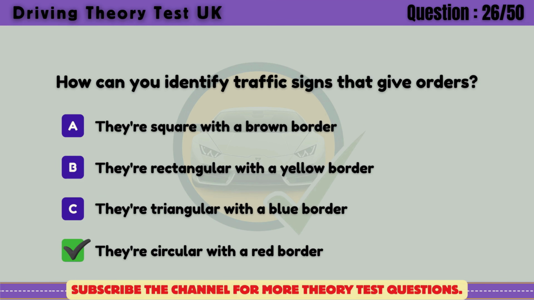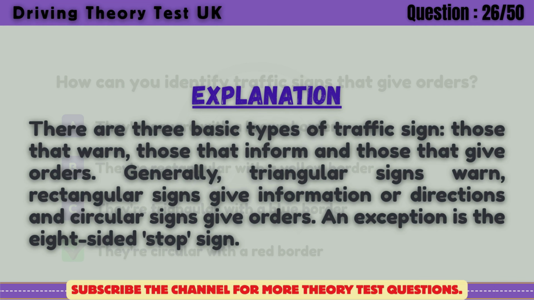Answer is D. They're circular with a red border. There are 3 basic types of traffic sign: those that warn, those that inform, and those that give orders. Generally, triangular signs warn, rectangular signs give information or directions and circular signs give orders. An exception is the 8-sided stop sign.